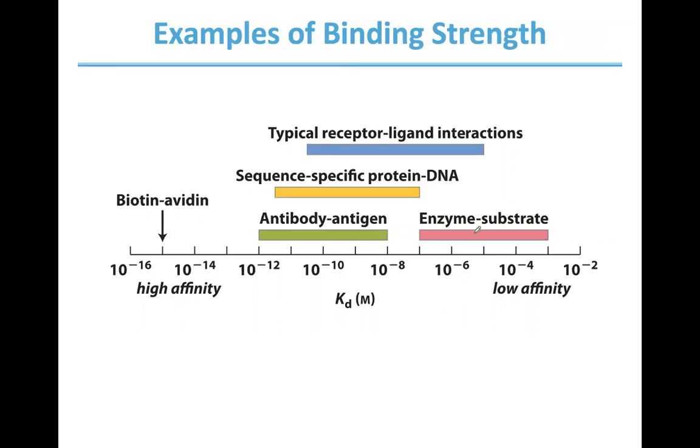And so these are some biological examples of various types of these interactions. The highest affinity that has ever been described between molecules is the affinity between biotin, which is a small molecule, and avidin, which is a protein. So it's in the KD 10 to the negative 15th molar region.